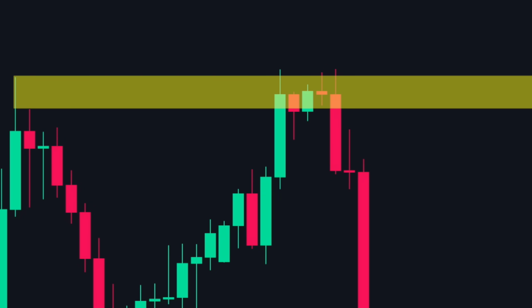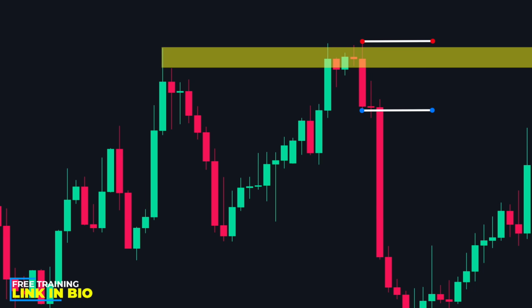The red candle is so large that it closes way beyond the lows of the previous two candles. Hence, it is a high probability pattern. So we place a sell trade at this candle's low and set our stop loss above the high. For our targets, we can target these two lows. And as you can see, the price achieved our targets.